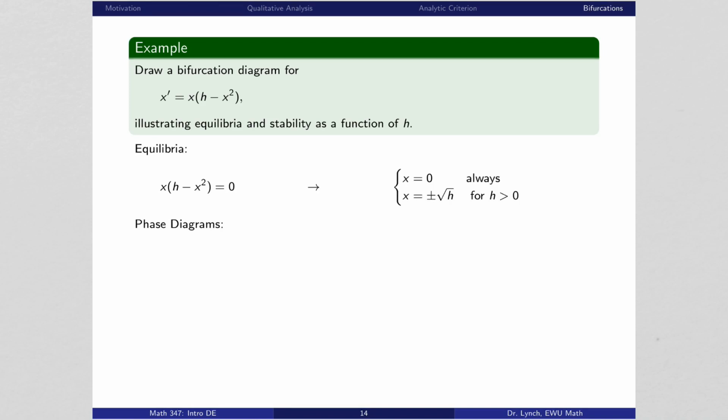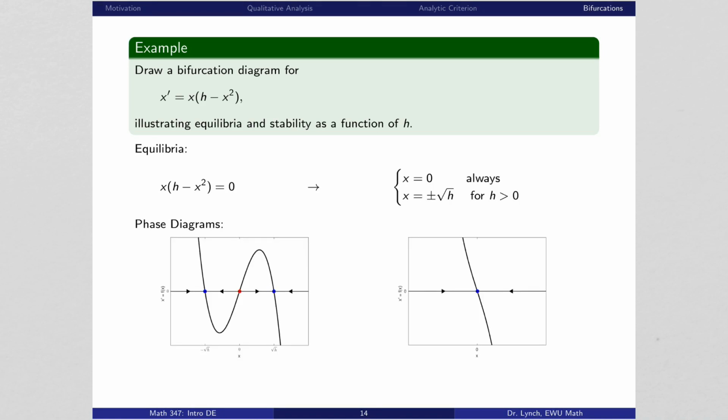We can construct a phase diagram by thinking about the right-hand side f as a function of x. Here x again acts as an independent variable. So the right-hand side is just a cubic, and depending on whether that cubic has 1 or 3 zeros, we get the graph on the left with the 3 zeros, one at 0 and the other 2 at plus or minus the square root of h. And then if h is a negative number, we get the graph on the right, just the 1 zero at 0.